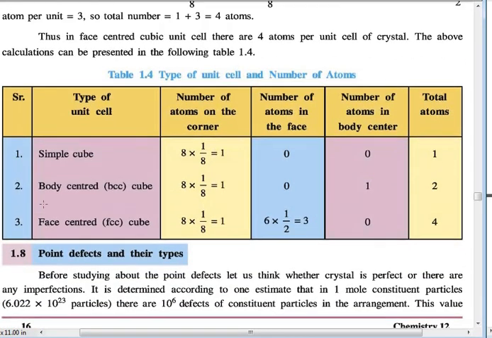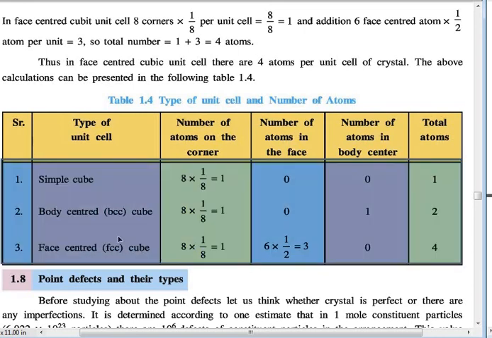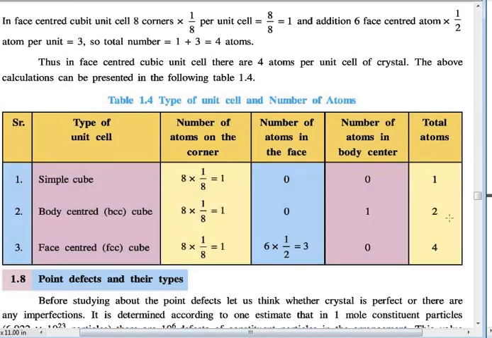You can take a screenshot of this table. Simple cube has how many atoms? 1. BCC, body-centered, has 2 atoms, and face-centered has 4 atoms. Take a screenshot. This will be very useful to us for the calculation of the packing efficiency.